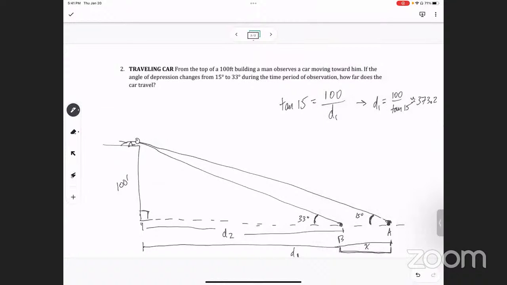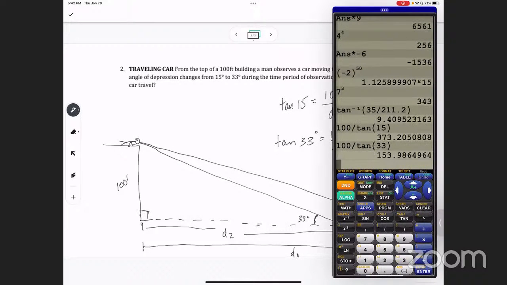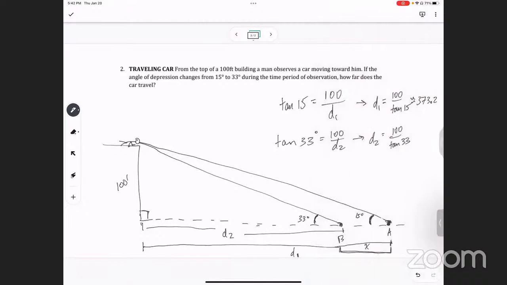All right. What's the other formula? Then it would be tangent of 33 equals 100 over D2. Perfect. So D2 equals what? 100 divided by tangent of 33. Did you get that already? Yeah, hang on. 154.0, let's call it.